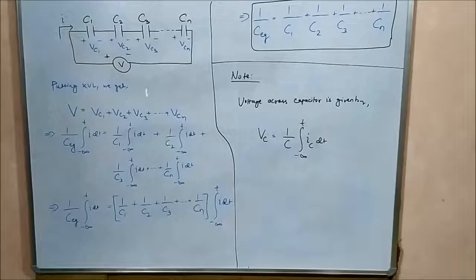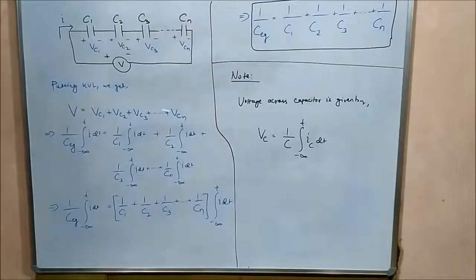Now you would be noticing here that the current in each of the expressions is the same. Because it is a series connection, the current flowing through each of these capacitors will be the same. It will be I. Okay, we have taken the circuit current as I. The series current will be the same in each of the capacitors, C1 up to Cn.